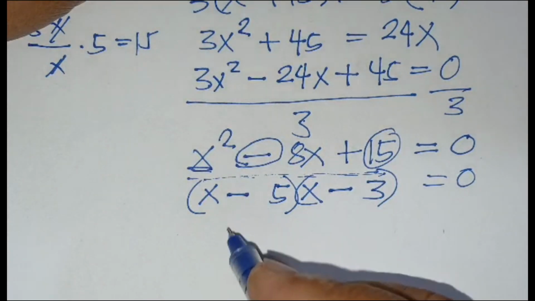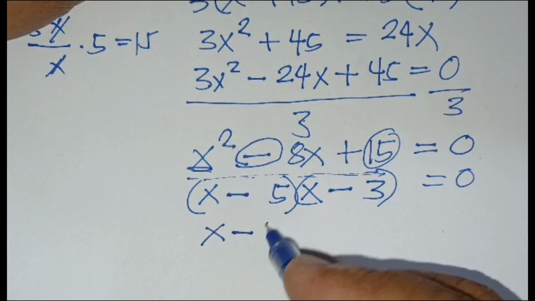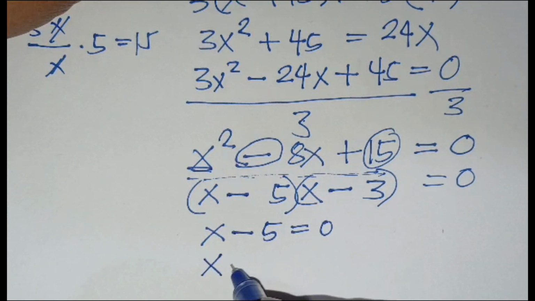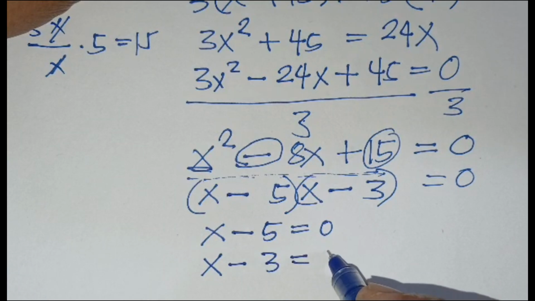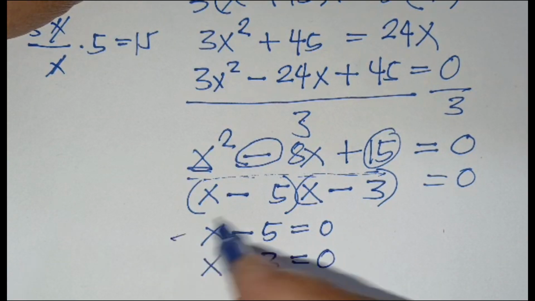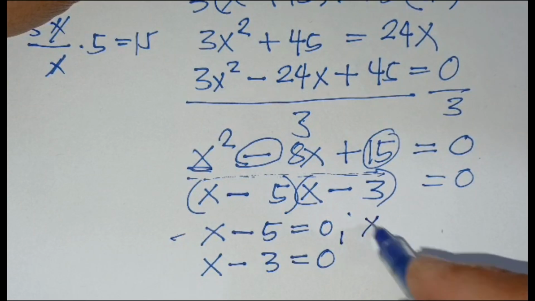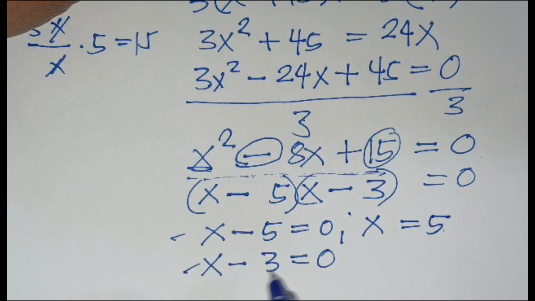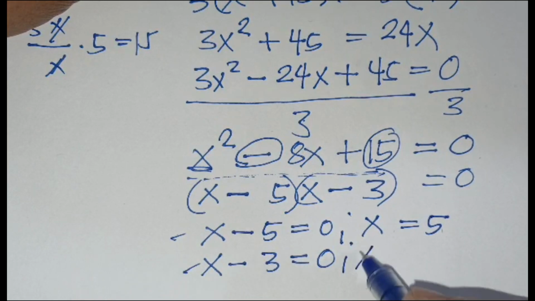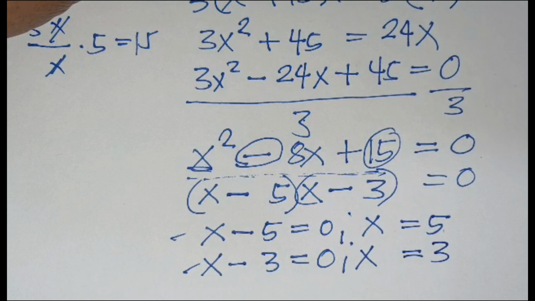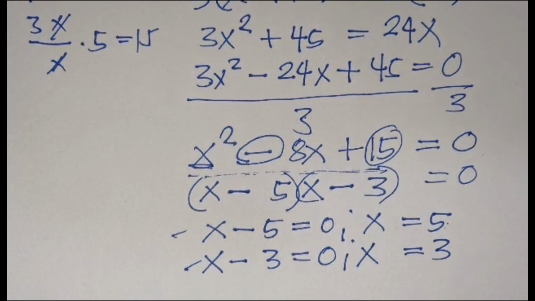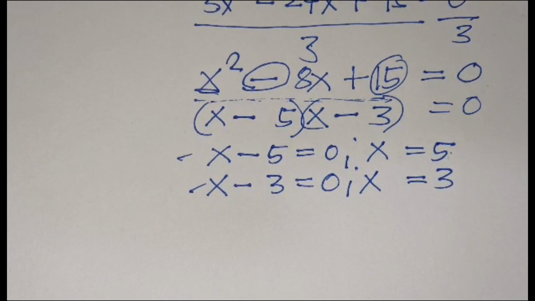Now, from here, we equate both factors to 0. We have x minus 5 is 0, x minus 3 is also 0. Then from here, we can have x is equal to 5, and from x minus 3 is equal to 0, we have x is equal to 3. In other words, the values of x are 5 and 3. So we verify whether this satisfies the equation.